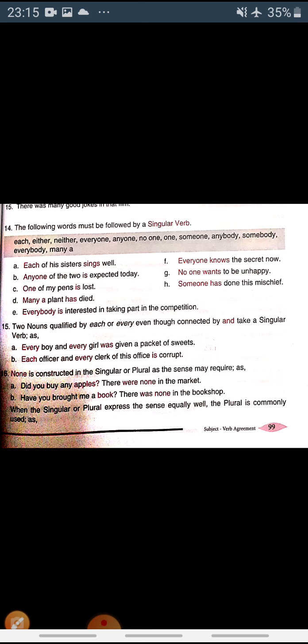Each of his sisters sings well. Any one of the two is expected today. One of my pens is lost. Many a plant has died. Everybody is interested in taking part in the competition. Everyone knows the secret now. No one wants to be unhappy. Someone has done this mischief.